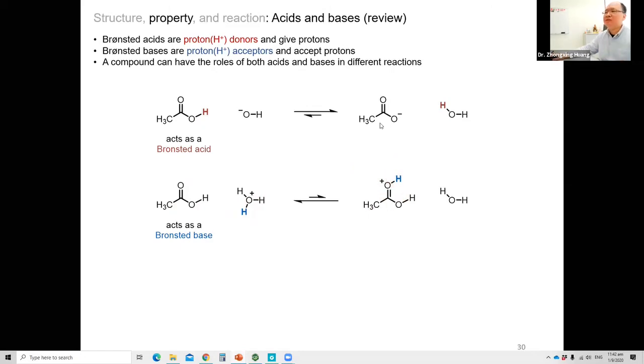I know to some of you this is not familiar, but you will learn later. But you have to keep in mind, acetic acid may not be a real acid in the reactions. Whether it's an acid or base really depends on the reaction conditions and what kind of reaction it is in.